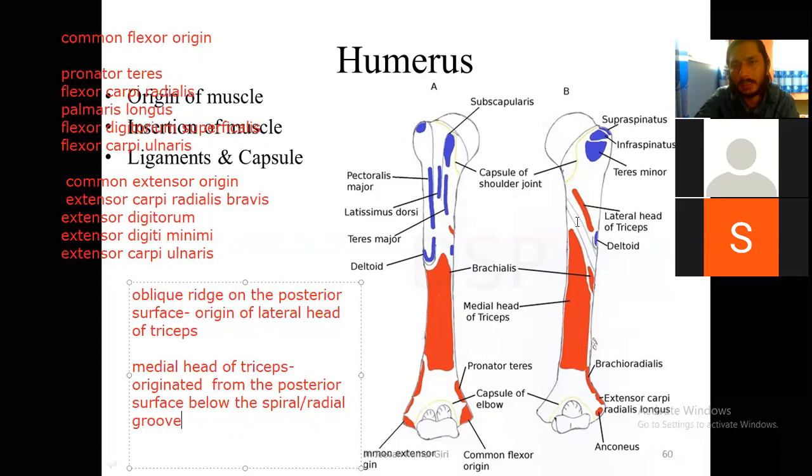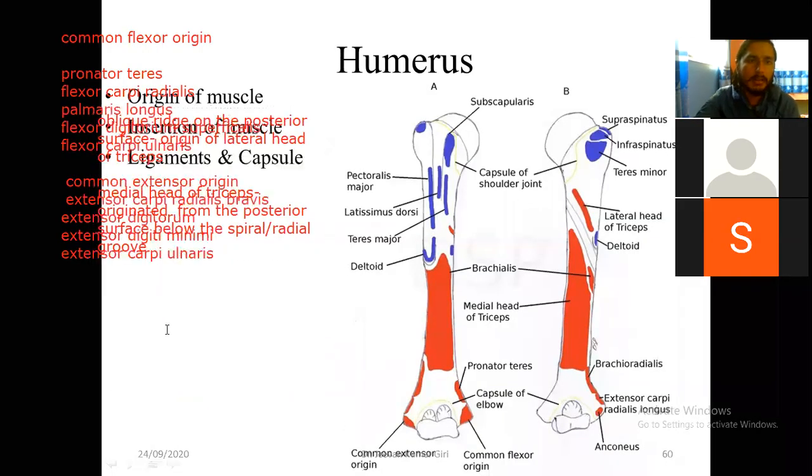So just below the spiral groove, along the whole posterior surface, there is the origin of the medial head of the triceps. Just above the spiral groove and along the oblique ridge, there is the origin of the lateral head of the triceps. Just remember this. These are the muscles originating from the humerus, up to here.